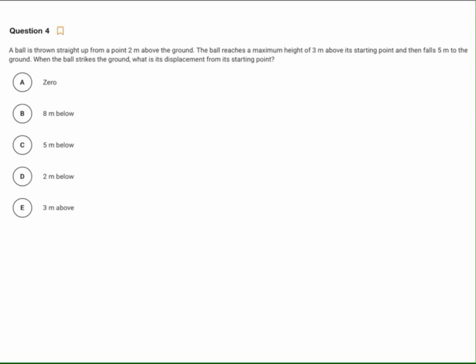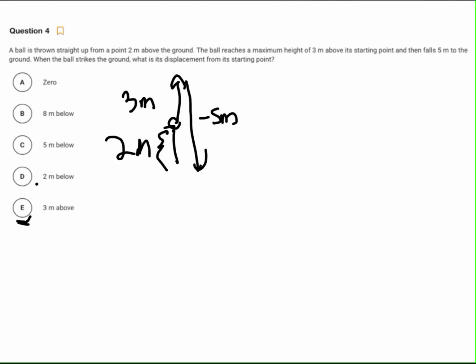Okay, now this guy. This guy is simple enough, but I guess we'll go over it real quick. Launched from 2 meters in the air, goes up 3 meters, comes back down 5 meters, and the question is where is it relative to where it started? Well, it's 2 meters below where it started, so 2 meters below.